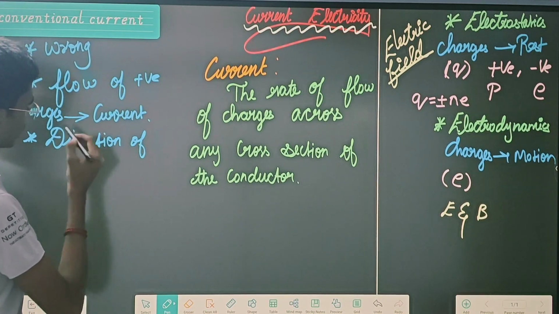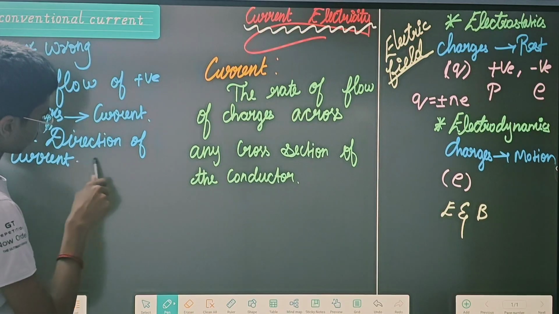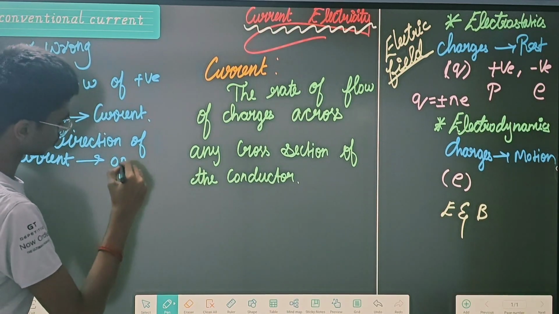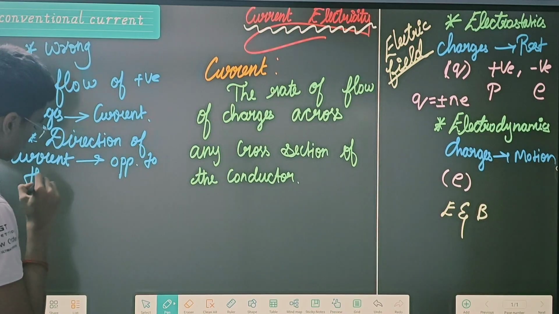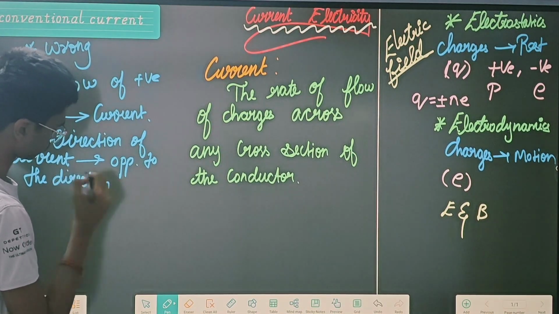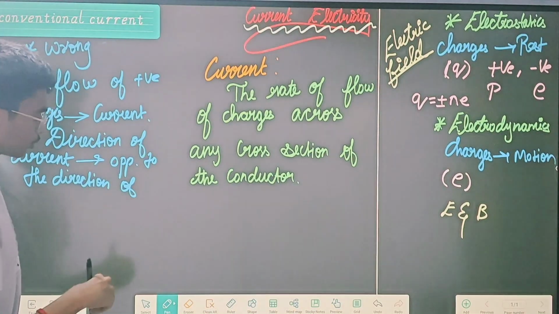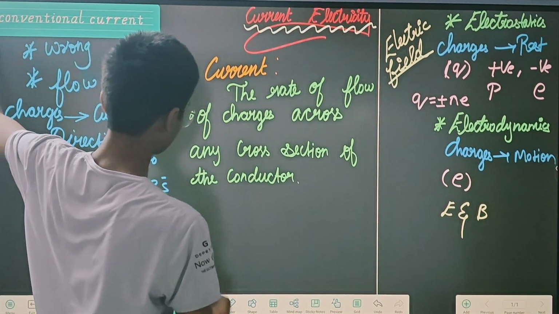the direction of current is opposite to the direction of electrons.